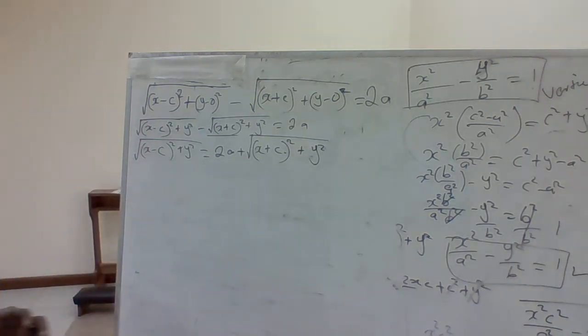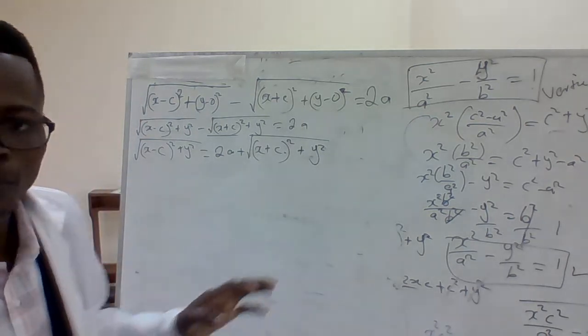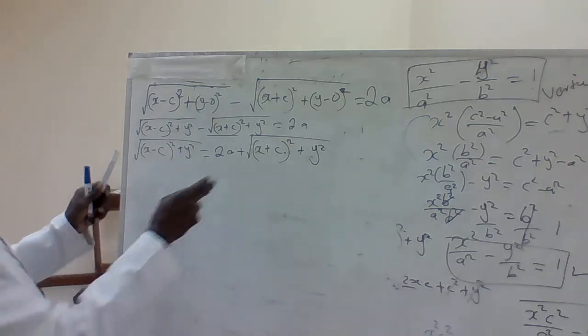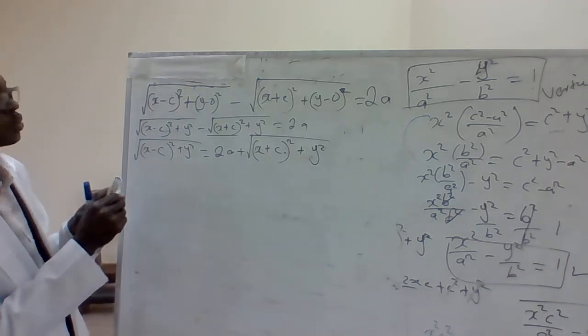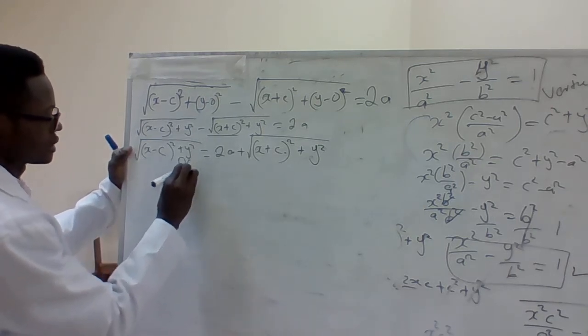Good. So from here, we proceed to the next step. The next step will be we have square root, so we square both sides. We have to square both sides.